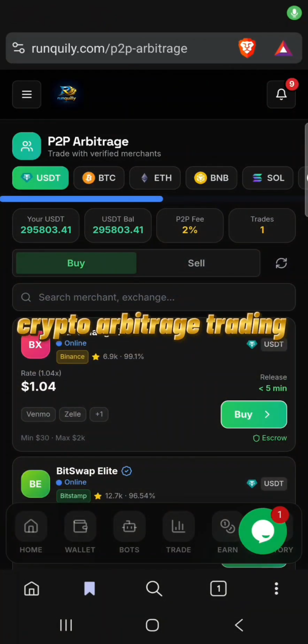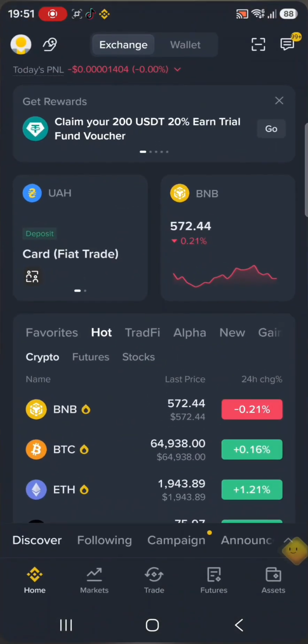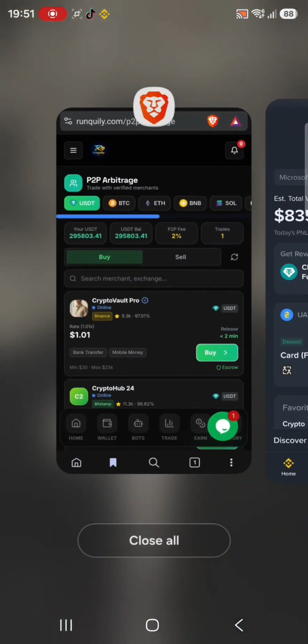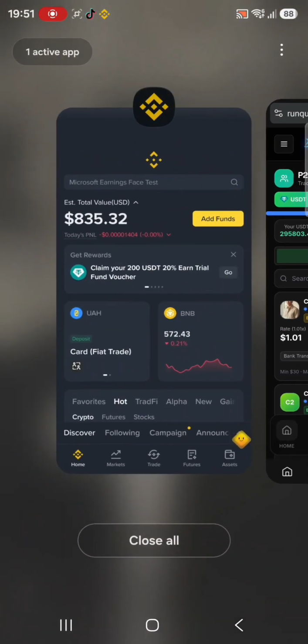I know you've been hearing about crypto arbitrage trading and you don't know what it actually means. Crypto arbitrage trading is buying assets at a lower price on a centralized platform and selling them at a higher price on a decentralized platform. And that's what we want to do today.